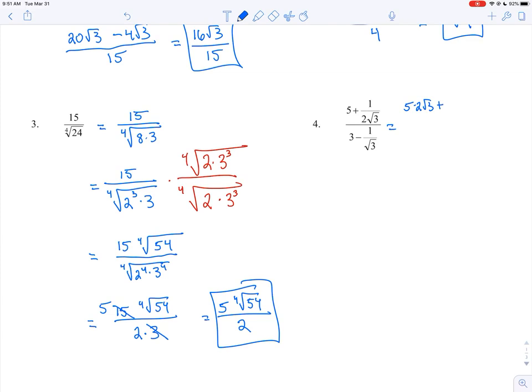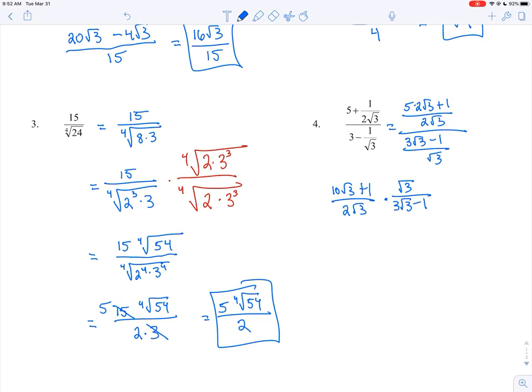5 times 2 rad 3 plus 1 all over 2 rad 3. And in our denominator, we're going to have 3 rad 3 minus 1 all over rad 3. Right? So I can obviously simplify the 5 times 2. So I've got 10 rad 3 plus 1 over 2 rad 3. And then I'm just going to all in one step multiply by the reciprocal here. This is our keep, change, flip. So times rad 3 over 3 rad 3 minus 1.